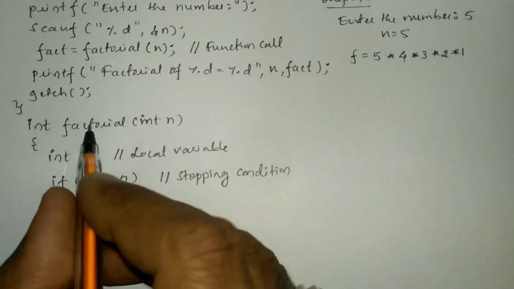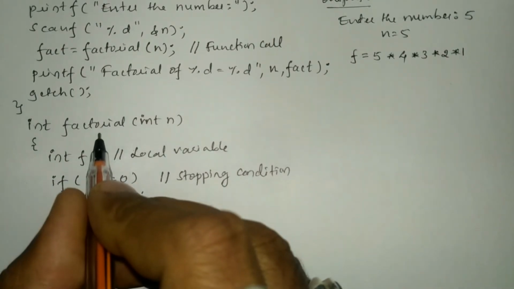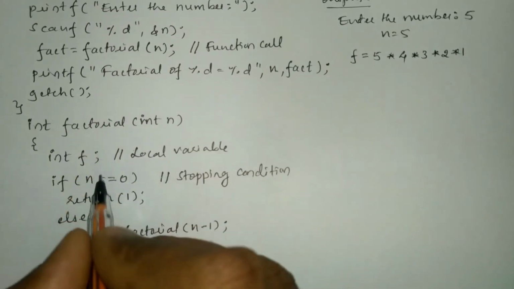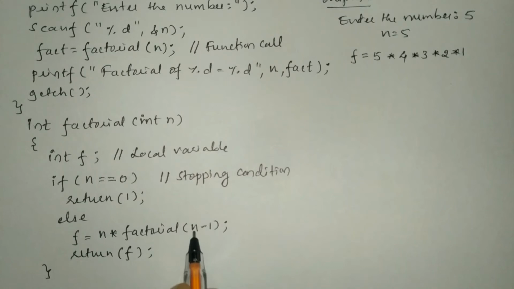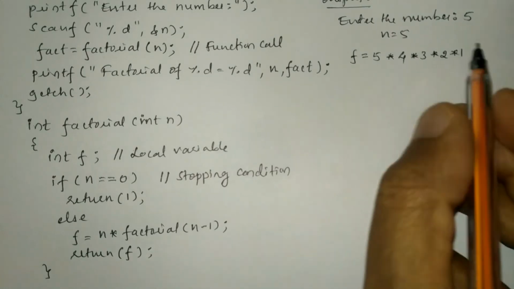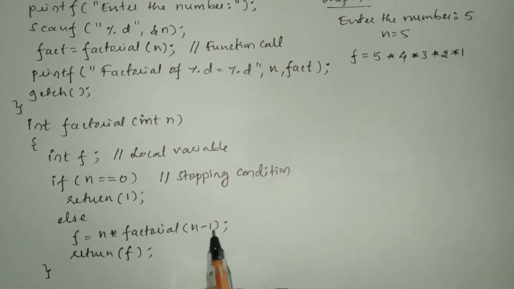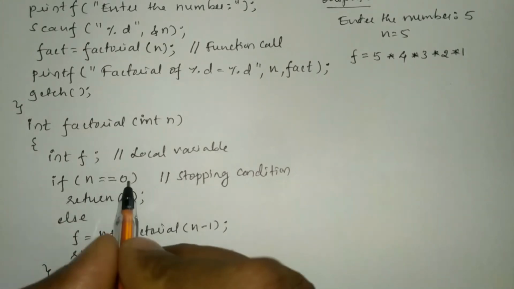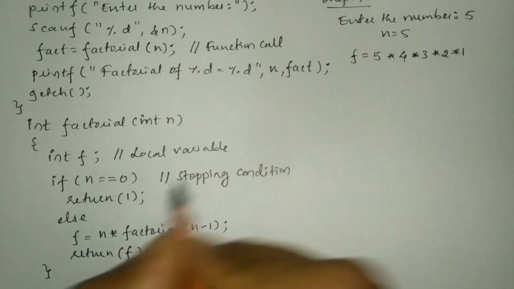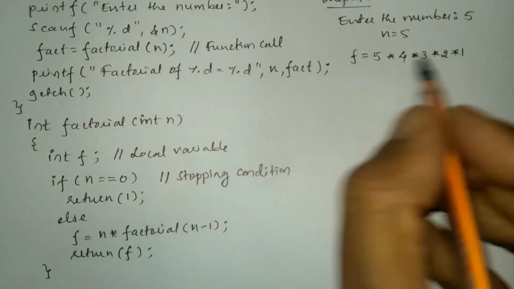Next again control transfers to factorial. Again it calls. Okay. So this time n is equal to 0, why? Because here you can see n value is 1 now. 1 minus 1 is 0. So here n value is equal to 0. Condition is true. Once it is true, it is going to return 1. So it is going to stop at 1.